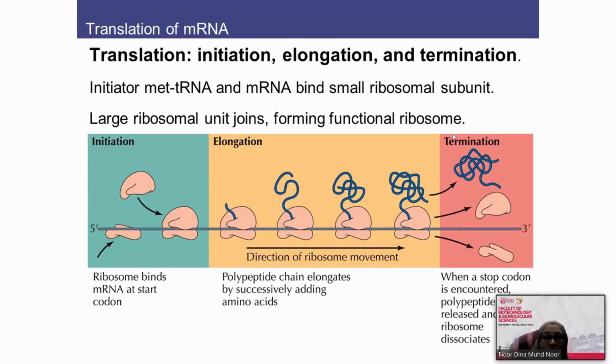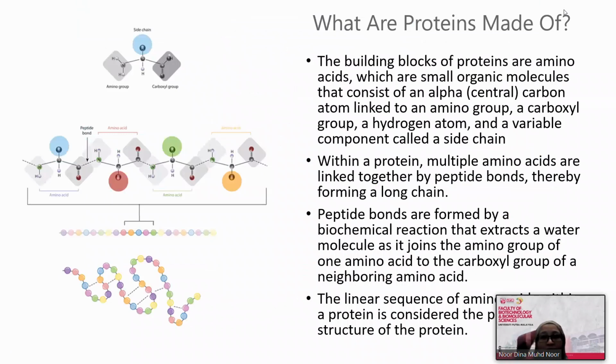Alright. And at the last part, which is termination, we know that we need the termination codon, right? I know that we have discussed this. We have 3 types of stop codon. Whenever the ribosome finds a stop codon anywhere in the mRNA, it gives the signal to stop the synthesis of the protein, right?